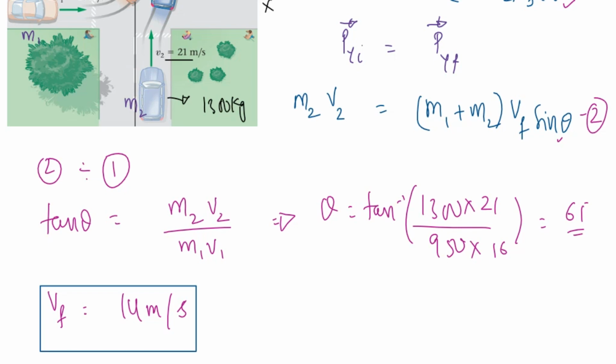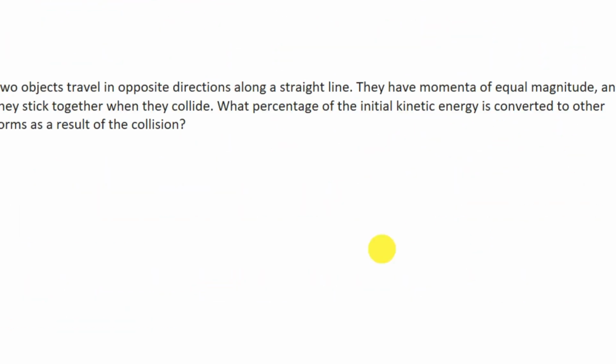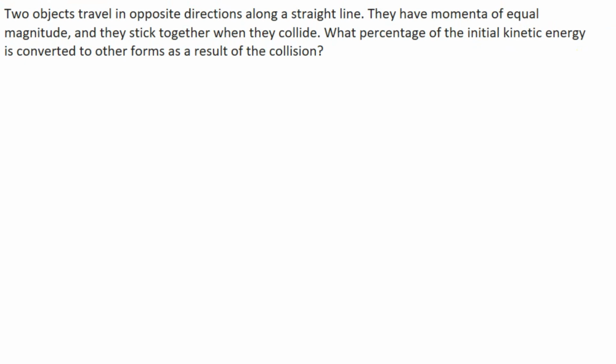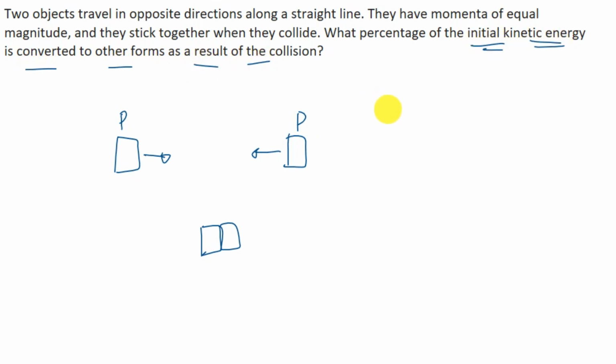Now I'll be giving one practice problem to you that you have to solve on your own, and this is the problem. It says that two objects travel in an opposite direction along a straight line. So we have two objects traveling in the opposite direction, means this is traveling towards this side, this is traveling towards this side. They have equal momenta of equal magnitude and they stick together when they collide. So after collision ye dono stick kar jate hain aur momentum inka same hai, iska bhi p hai iska bhi p hai. So what percentage of the initial kinetic energy is converted to heat as a result of collision?